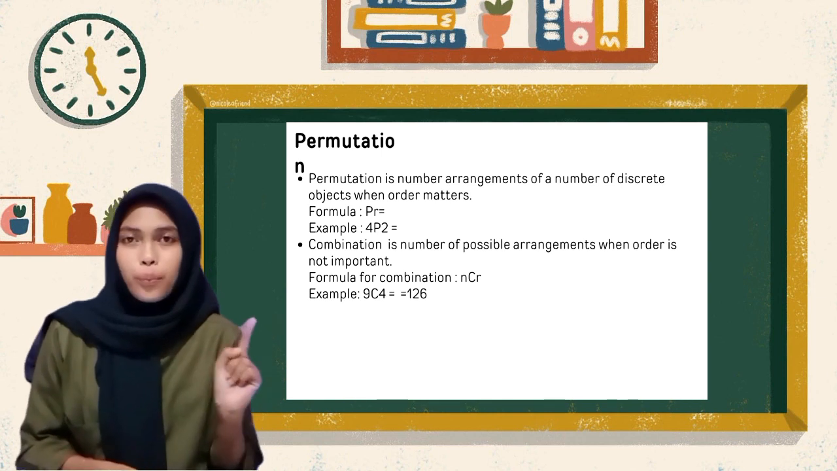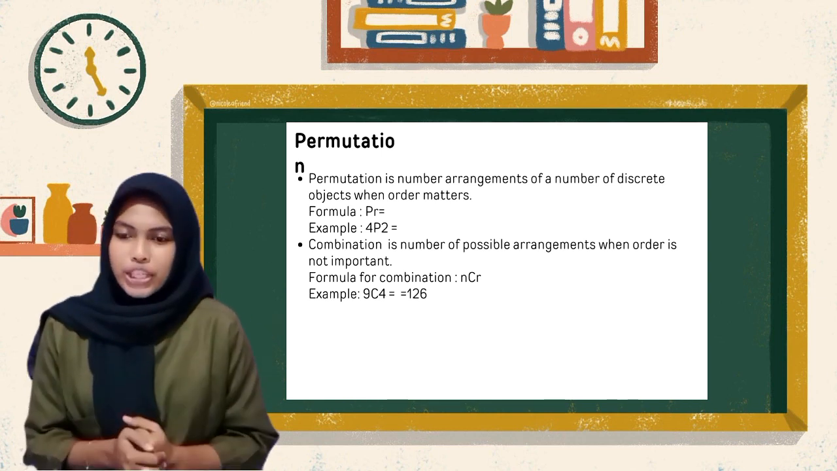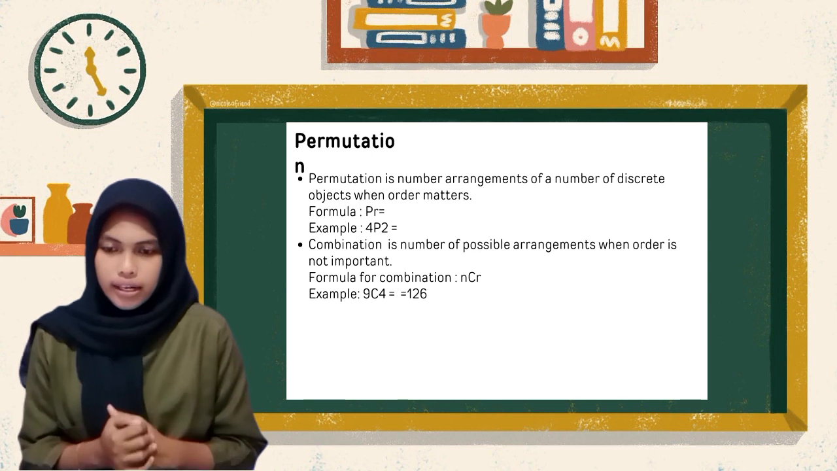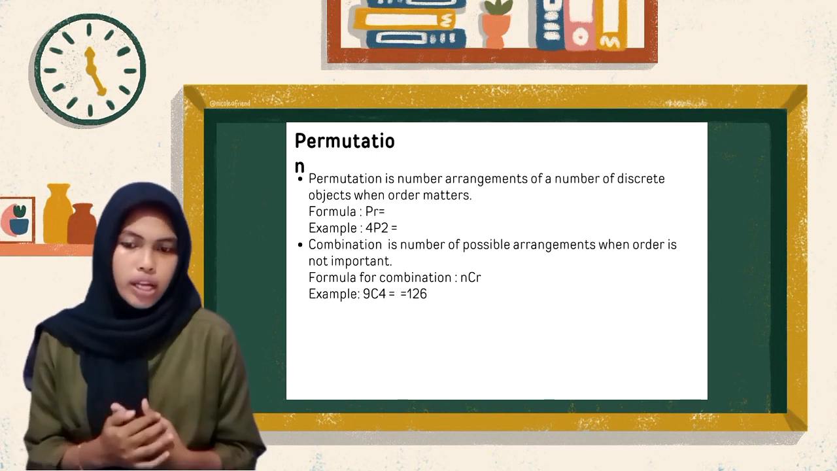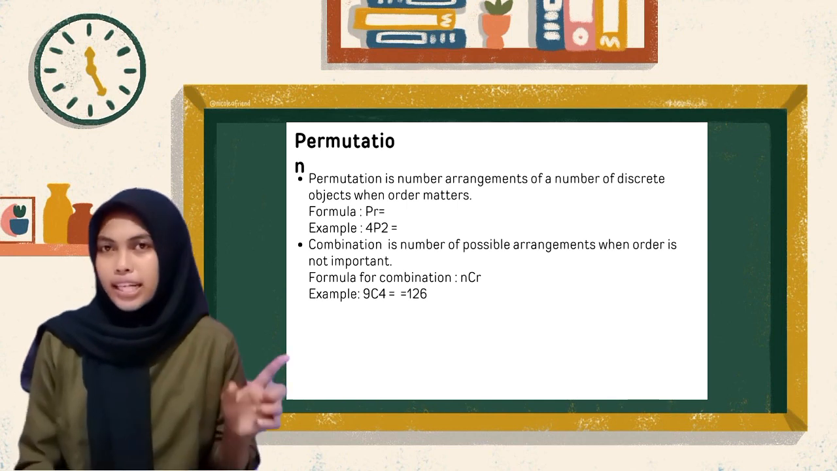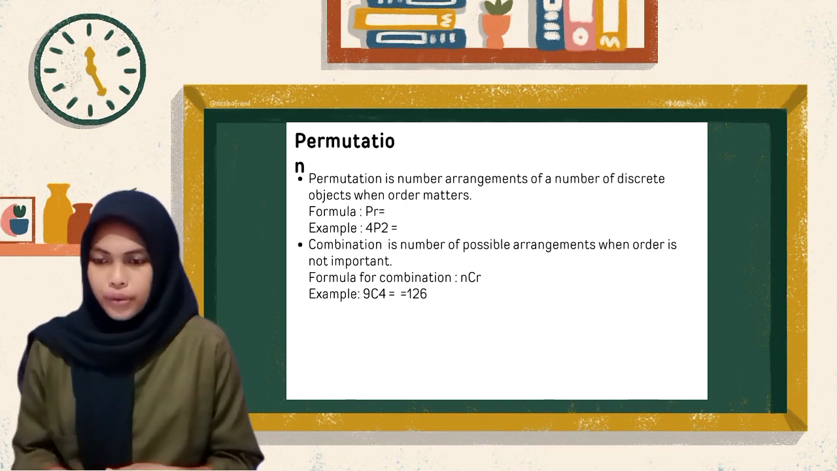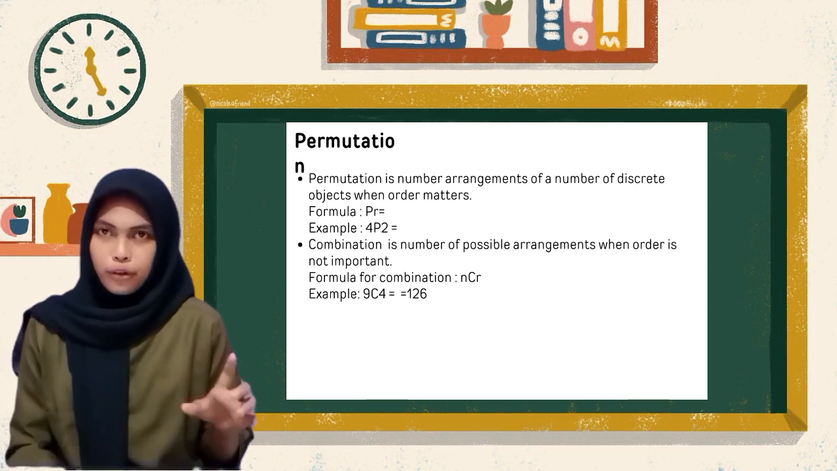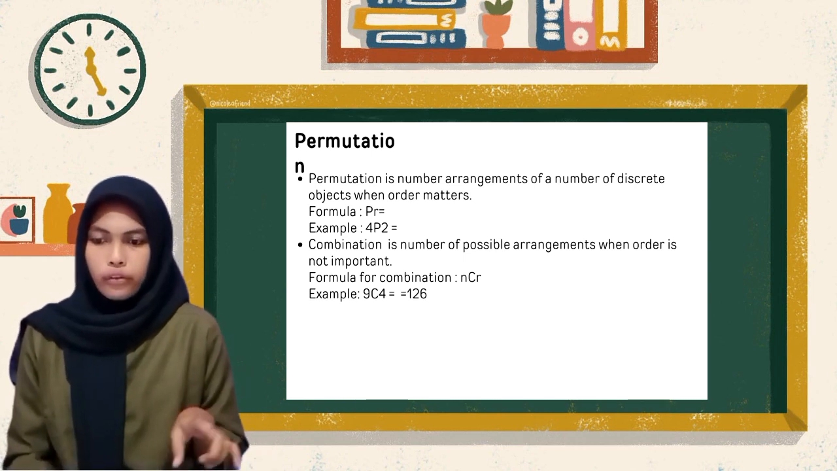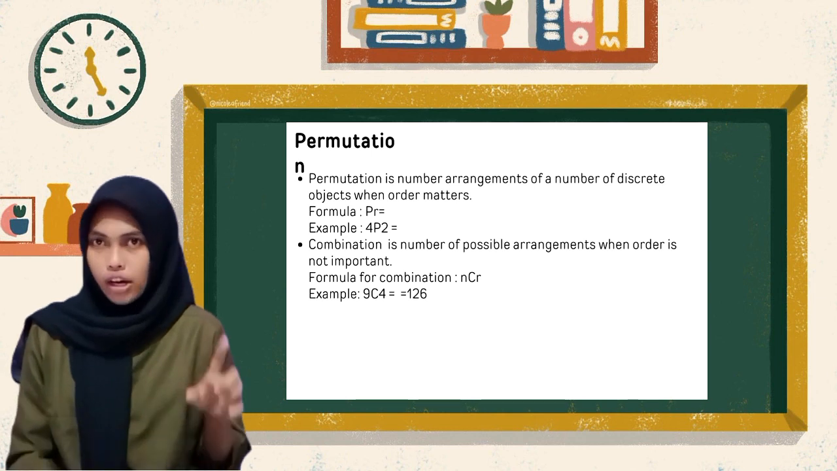Next, about permutation. What is the meaning of permutation? Permutation is the number of arrangements of a number of discrete objects when order matters. Next, this is the formula: P(n,r) equals n factorial over n minus r factorial.